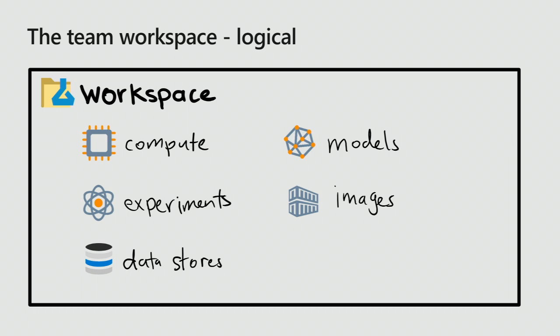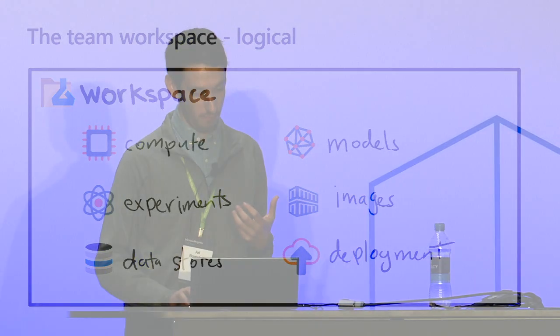One step on top of the model are 2 things. One is images and deployment. It's great that I have my model file, but I still need all the dependencies and all the background to actually run and execute this model. So I can manage that within containers, and I can actually deploy that as services.